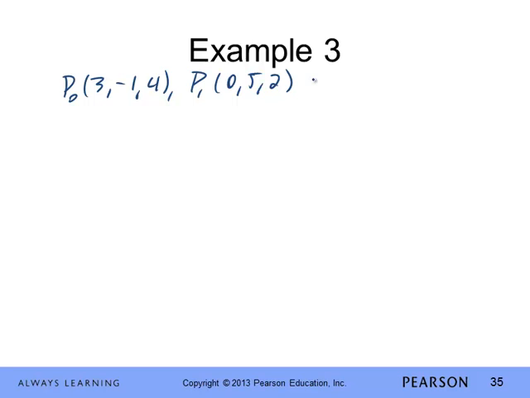So again, we need a vector, and of course we've got 2 points. So let's again find the vector that goes from p sub 0 to p sub 1. So 0 minus 3 is -3. 5 minus -1 is what? Ashlyn? 6? Okay, just checking. 2 minus 4? -2.